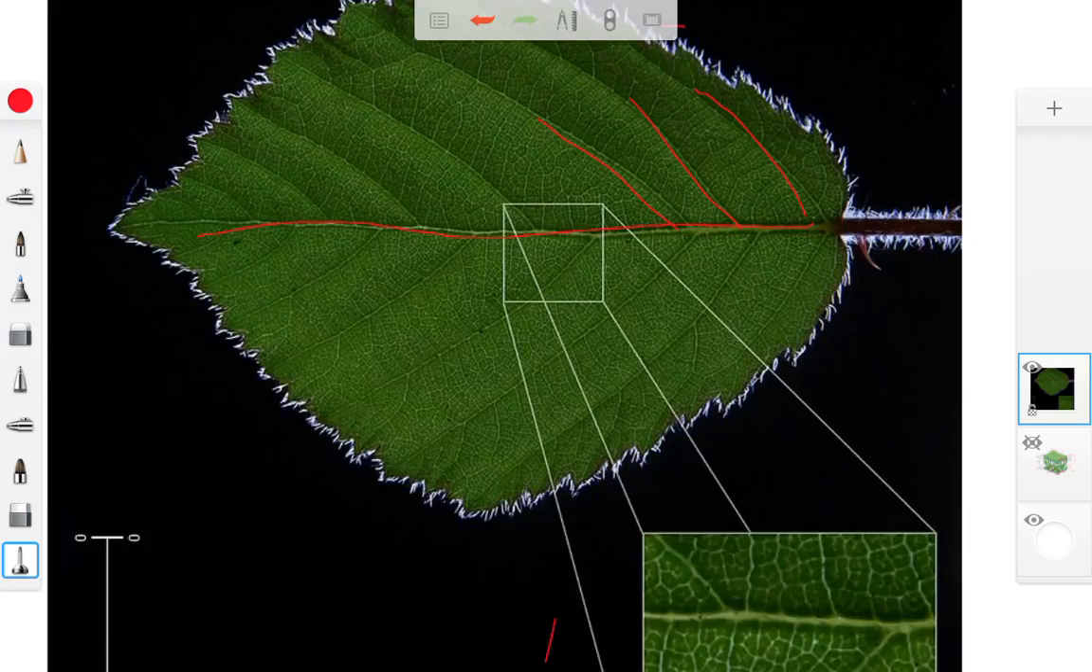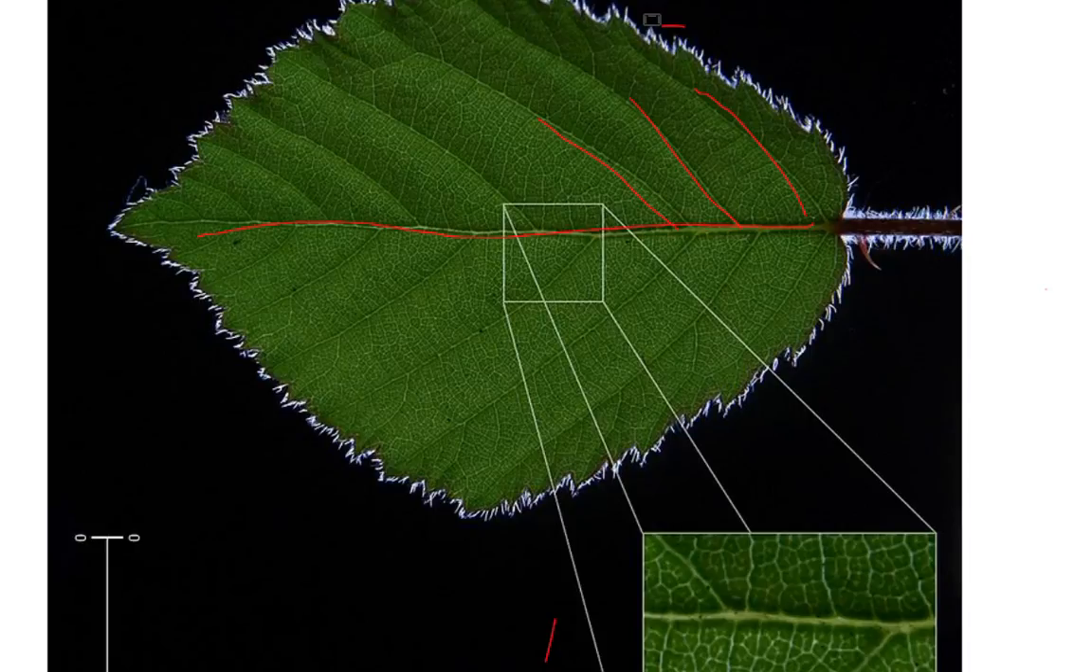Now these veins that you find here, all these structures, are known as veins, and they contain conducting tissues known as the xylem and the phloem. The xylem is responsible for conducting water and nutrients, while the phloem removes sap from the leaf.